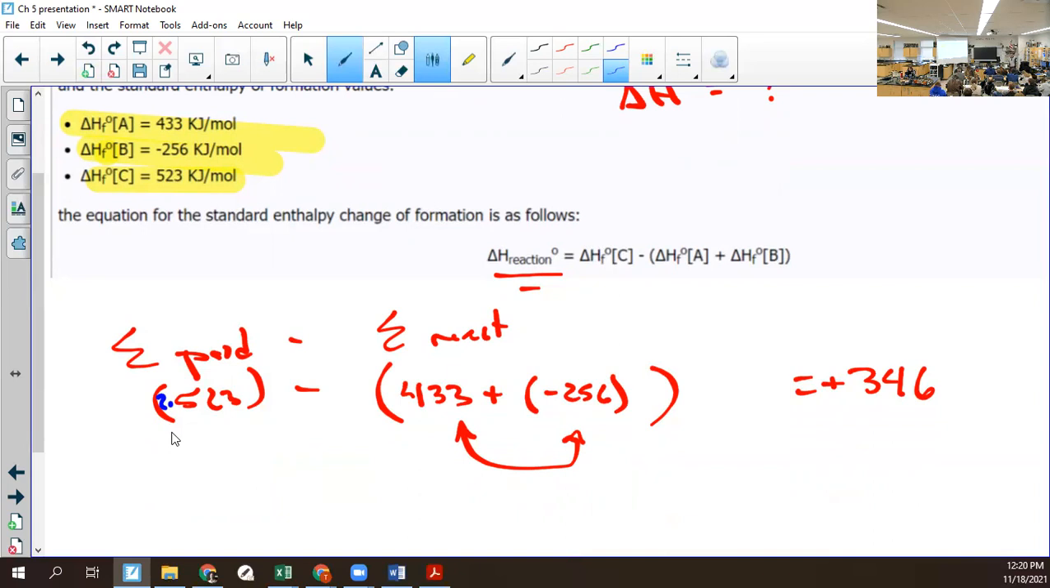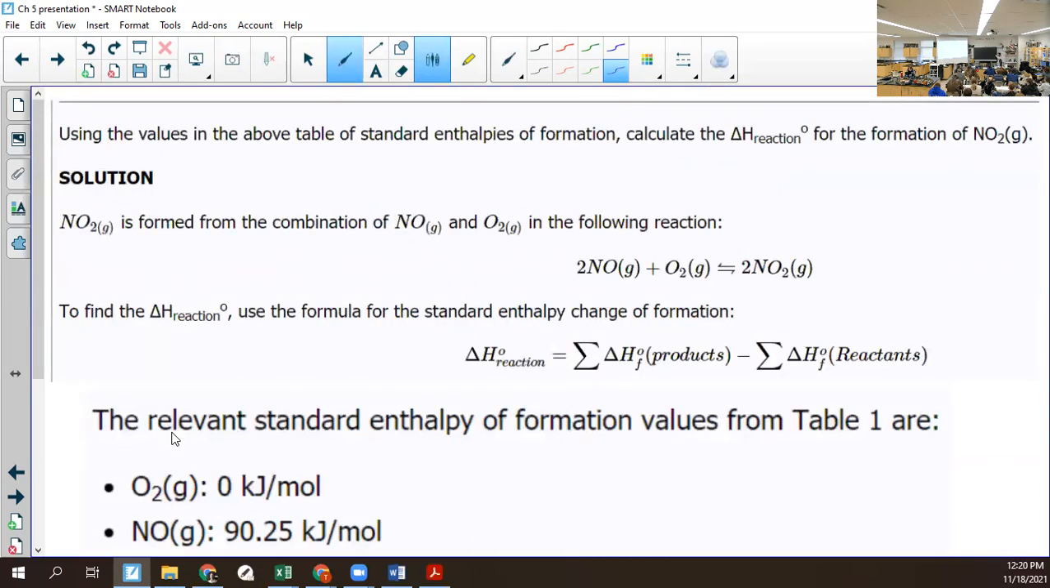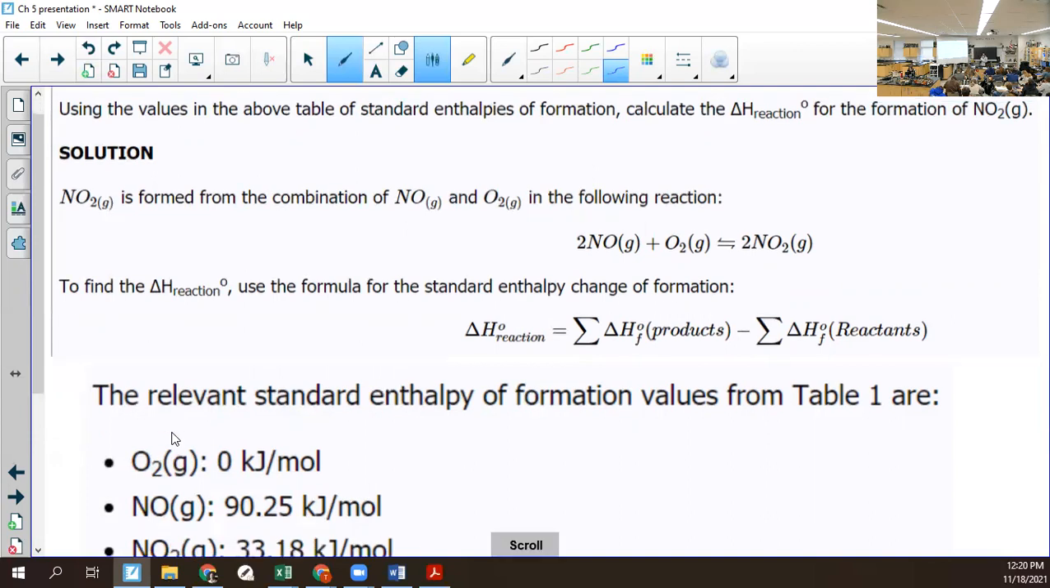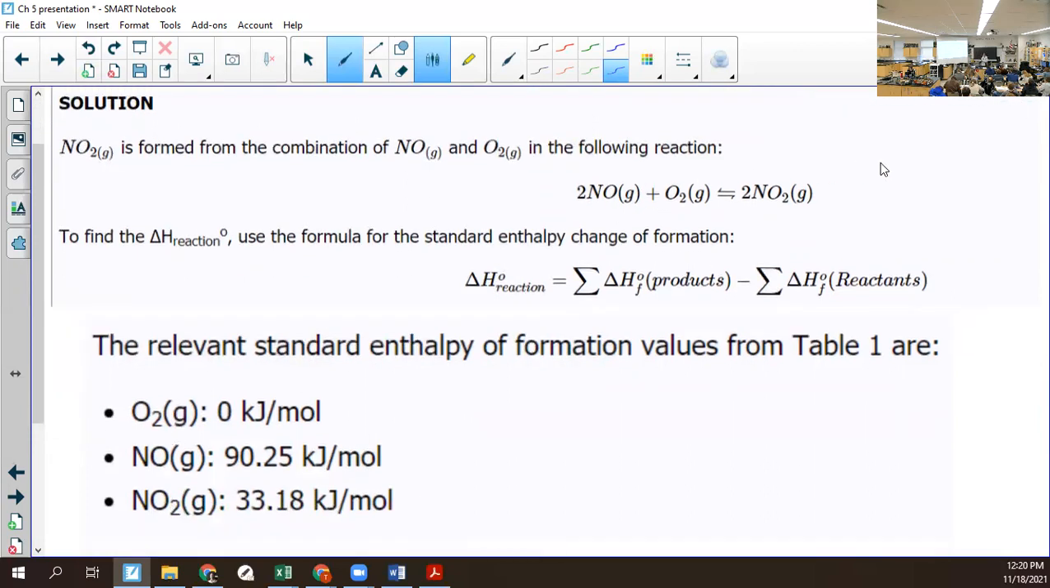Okay, thumbs up. Okay, here we go. So NO2 is formed from the combination of NO and O2 in the following reaction. Find delta H using the formulas for standard formation. And here are the things that you need. So we want delta H for this reaction right here. And we have this information. Are we ready? So sum of products minus sum of reactants.